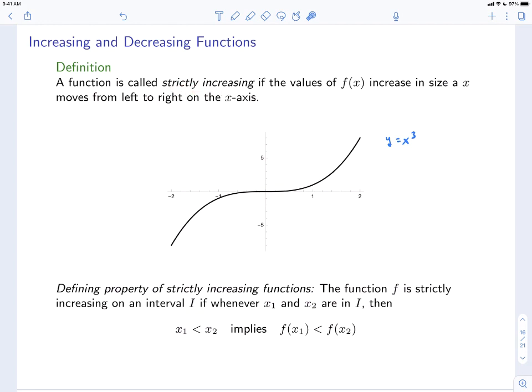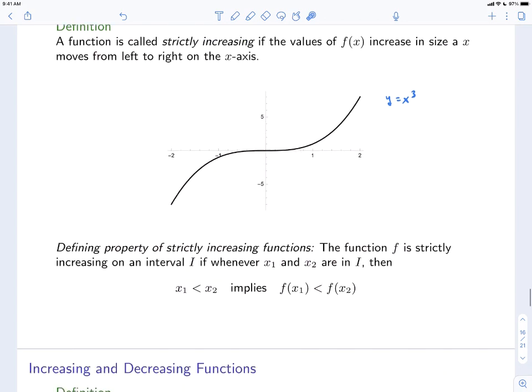Now, if we want to write it using symbols, the defining property of a strictly increasing function is given here. The function f is strictly increasing on an interval I if whenever x1 and x2 are in I such that x1 is less than x2, it must be the case that f at x1 is strictly less than f at x2. That's why it's called strictly increasing, because we have a strict inequality here. If x1 is strictly less than x2, then the output for x1 is strictly less than the output for x2. So that means we have a strictly increasing function.